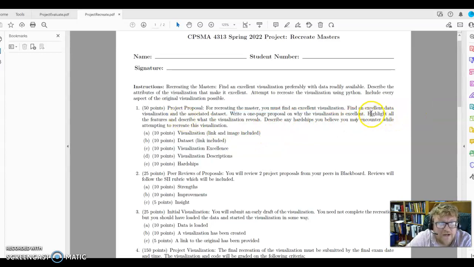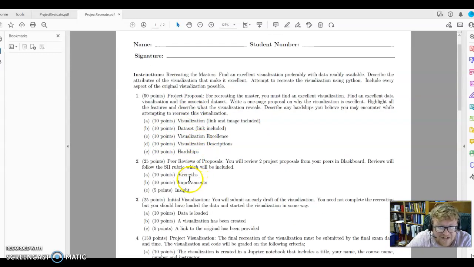What am I looking for here? I'm looking for you to highlight all your features and describe what the visualization reveals, and describe any hardships you might encounter. Explain what's excellent and what it's describing. I really want you to do that. This will end up being part of your report too, so you're going to have to do this again anyway. You're going to do that for Friday.